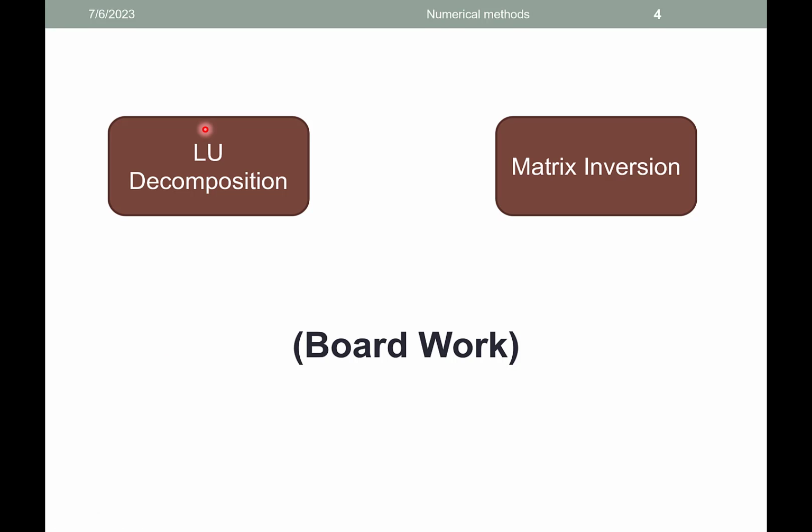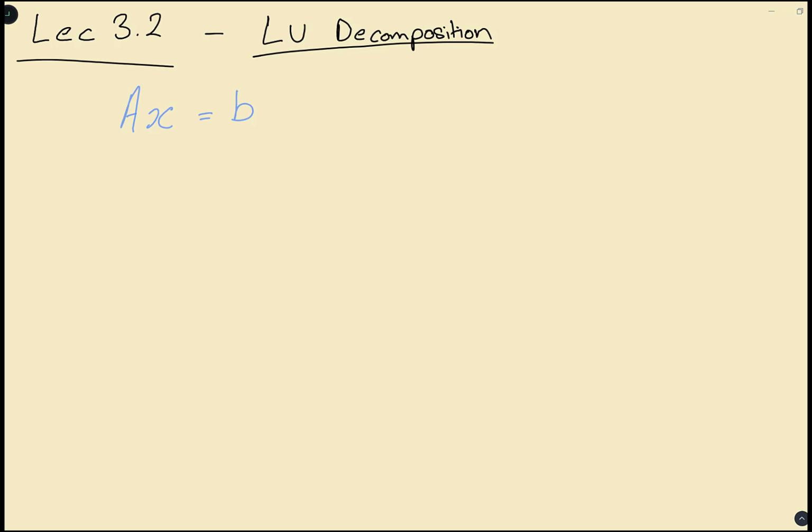So now we're going to do some work on Blackboard or Drawboard, and we'll start off with LU decomposition, and then for lecture 3.3, we'll look at matrix inversion. All right, so this is the board work for lecture 3.2, which is focused on LU decomposition. As we mentioned before, we can break down a system of linear equations into the form AX equals B, where A is the coefficient matrix, X is a vector of the unknown variables, and B is a vector of constants.